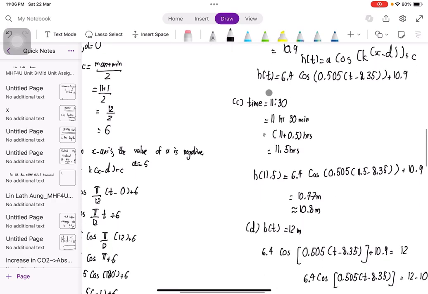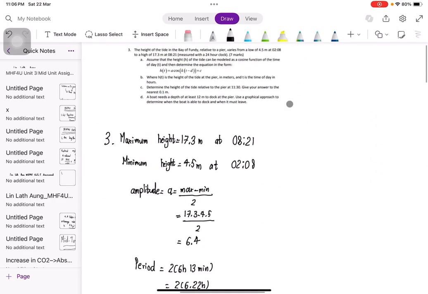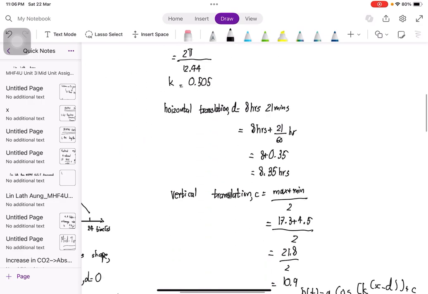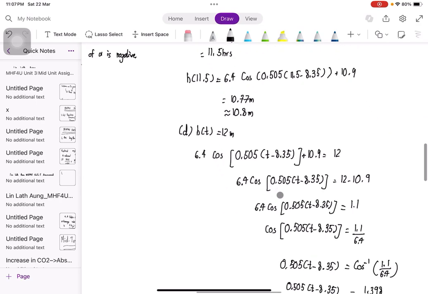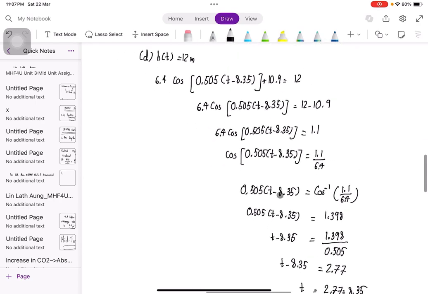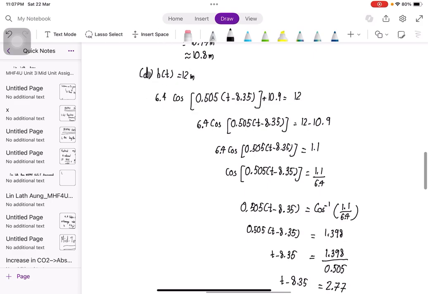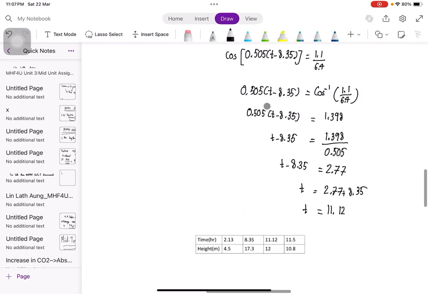In question C, we determine the height of the tire relative to the pier at 11:30. So we first convert 11:30 into 11.5 hours, and then we substitute the value into this equation, and we get the answer, 10.8 meters. The last question is that we have to equate h of t with 12, and this is the process here. We do a little bit of calculation, and the final answer is t equal to 11.12.